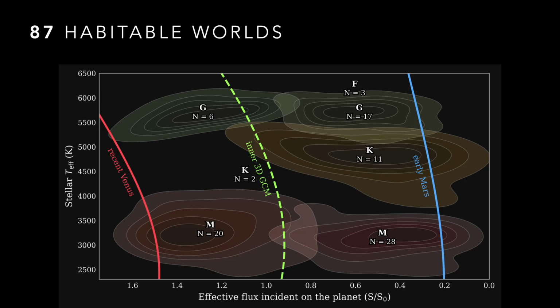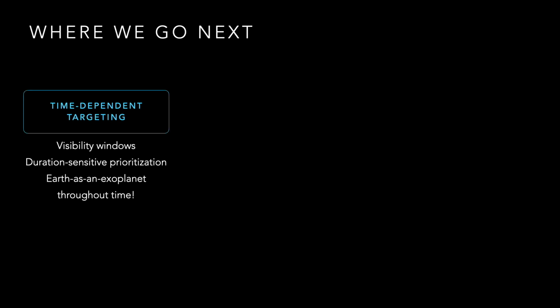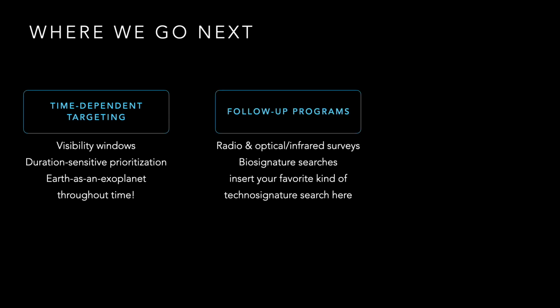So you might ask, what does this mean for SETI? Where do we go next? Well, first, this means we can think about timing our targets. And it also invites questions of thinking about Earth as an exoplanet through time. Second, our framework can be used to inform technosignature and biosignature searches.